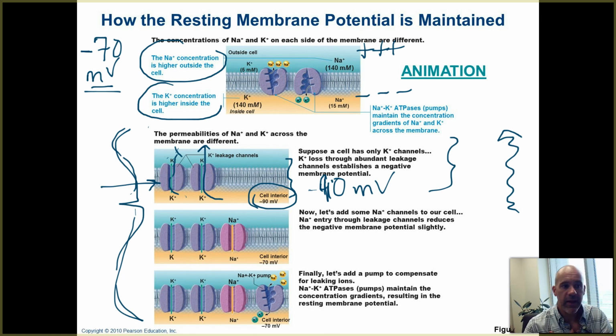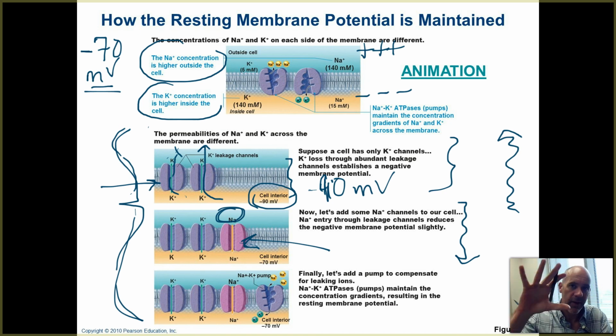Okay, and so now they're saying, all right, but now let's put some sodium channels in there. So now you've got membrane proteins that only let sodium pass through. Now we said sodium is more concentrated outside the cell than inside. So which way will the sodium ions want to flow? They're going to want to flow back inside the cell. That's going to be their natural way to want to diffuse. They can't do that unless they have a channel protein to pass through.